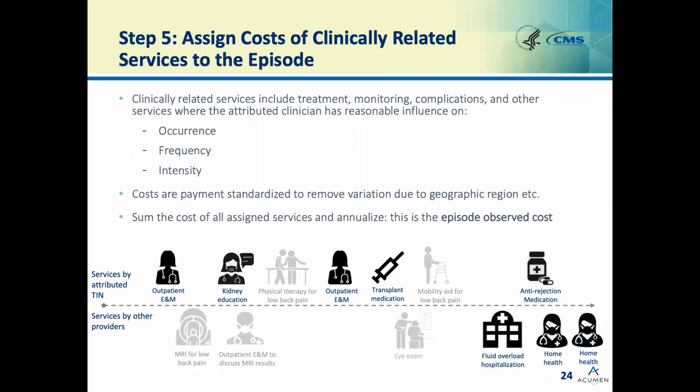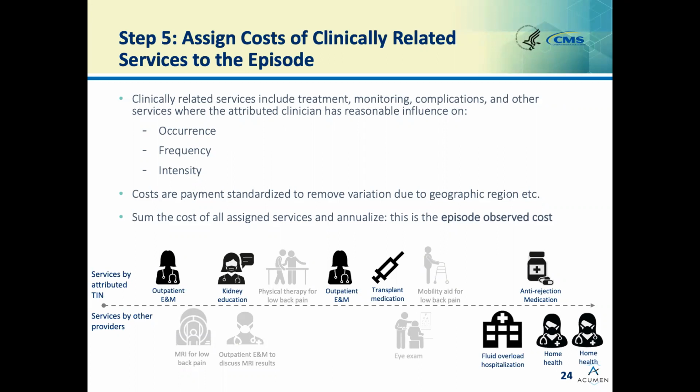In this example, for kidney transplant management, the diagram shows the services that a patient receives over time. Above the line are services from the attributed TIN, and below the line are services from other providers. The services in black are included in the measure and reflect care for kidney transplant management, such as E&Ms, kidney education, anti-rejection medication, and complications like fluid overload. The grayed out icons are the services that the patient receives, but which are not clinically related to kidney transplant management. So those costs aren't included in the measure. In this example, you can see there are some grayed out icons for imaging and physical therapy for low back pain and an eye exam.